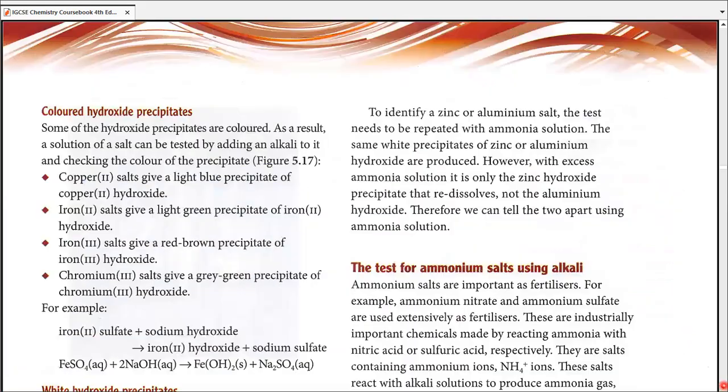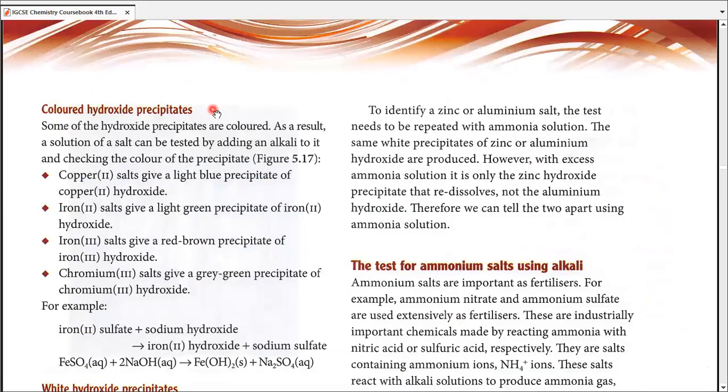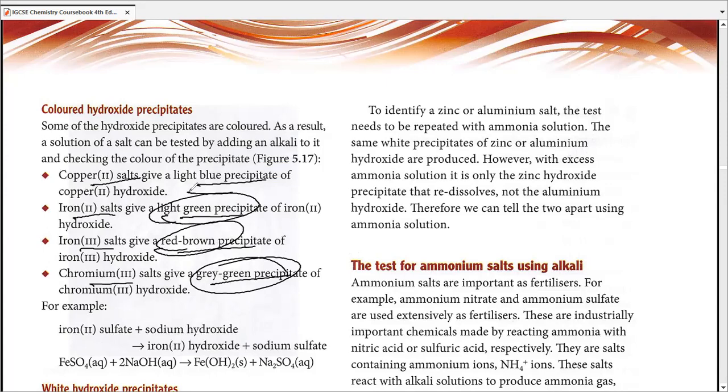So testing for the positive ion, there can be colored precipitates. We use hydroxides, and as an alkali we use sodium hydroxide. We may also use ammonia solution for the same purpose. So copper 2 salts give a light blue precipitate, iron 2 salts give a light green precipitate, iron 3 salts give a red brown precipitate, and chromium 3 salts give a gray green precipitate. You're supposed to memorize all 4 of these colors for these 4 specific ions. So it's pretty easy. The color of the precipitate tells you what kind of ion we dealt with.